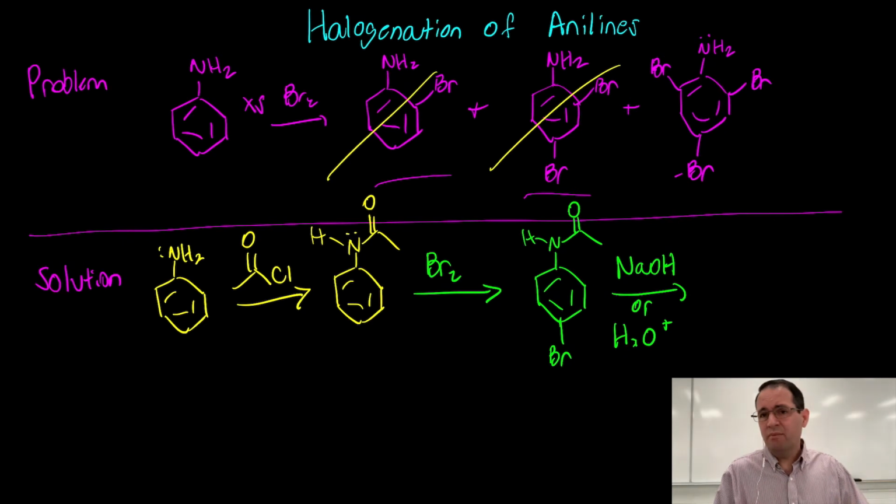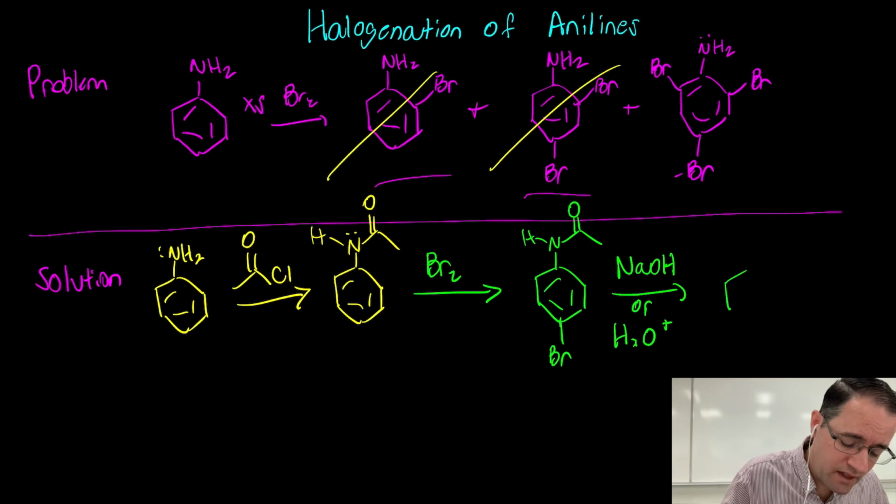Now, if you're big on memorization, please don't write this as a response to a homework question, NaOH or H3O+. Flip a coin and choose one. Either will work just fine to remove that acetyl group and give you parabromoaniline.